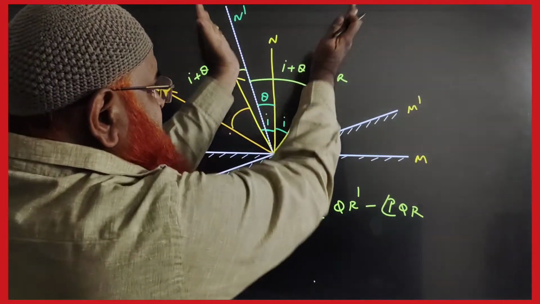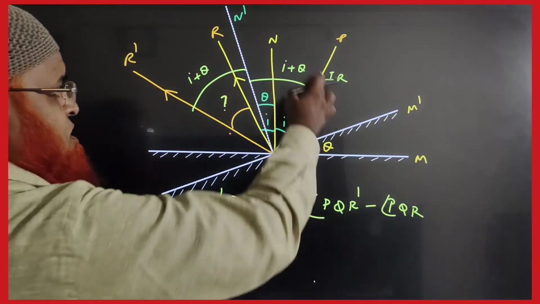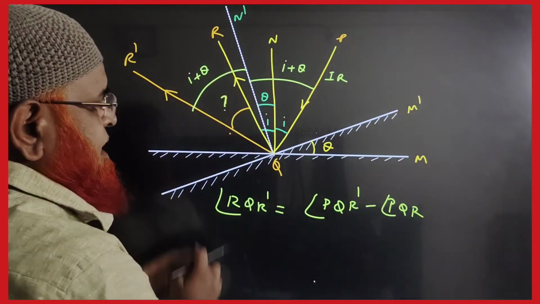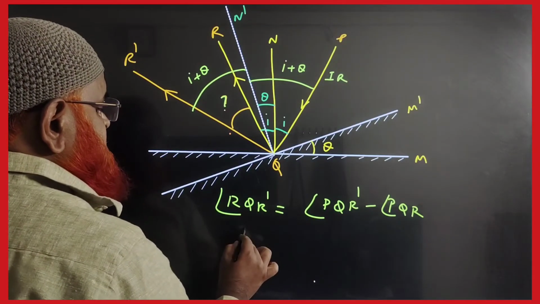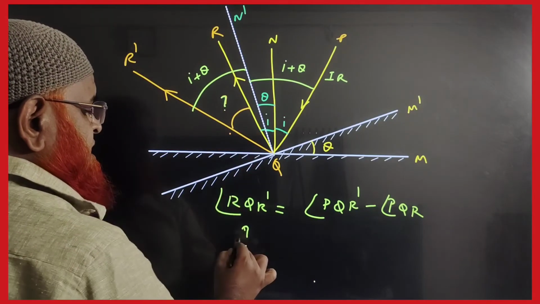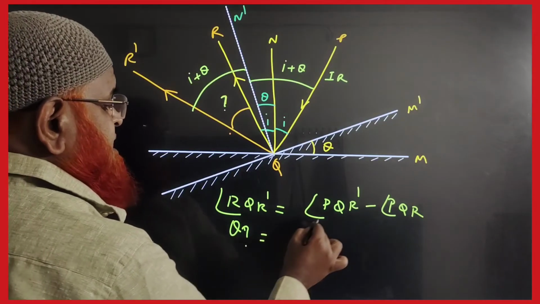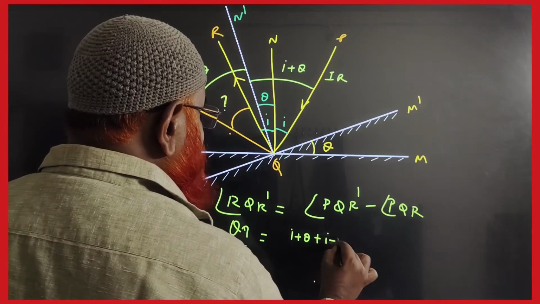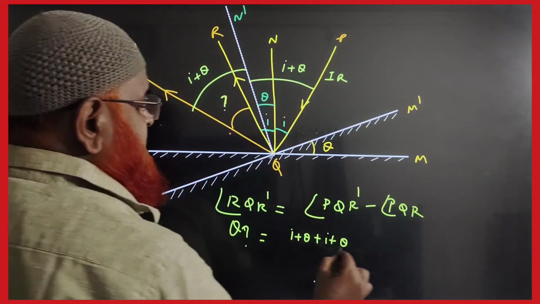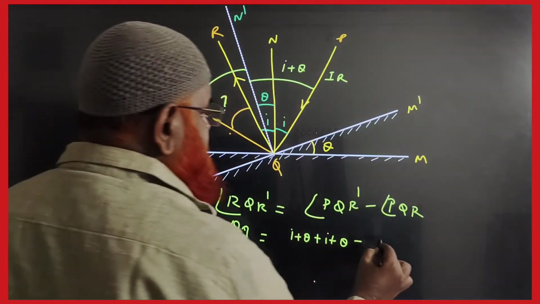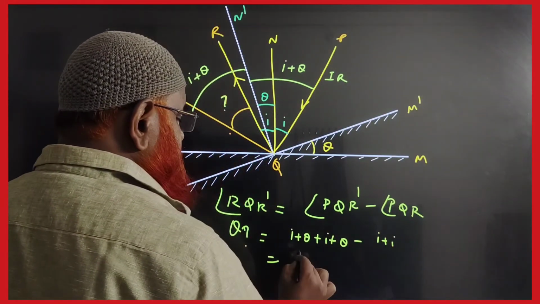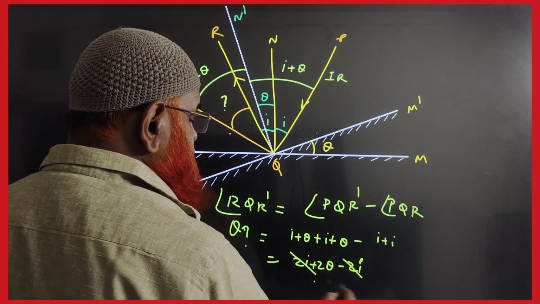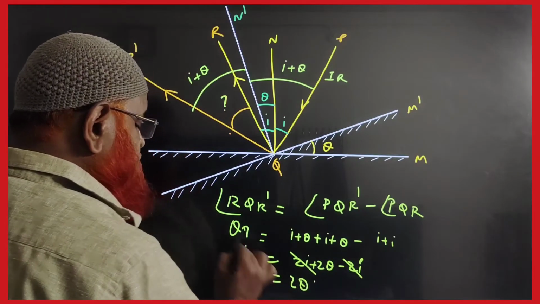Total angle minus this much angle should be removed, no? So the total angle is PQR dash. The angle which should be removed is PQR. So PQR dash is nothing but I plus theta plus I plus theta. Minus PQR, and PQR is nothing but I plus I, isn't it? So this is 2I plus 2 theta minus 2I. The 2I cancels. The angle is 2 theta. So the question mark angle we have to find is 2 theta.